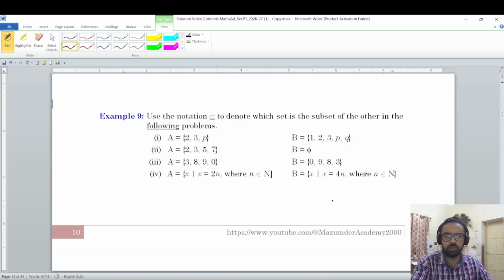Now let us see few more examples related to subset.